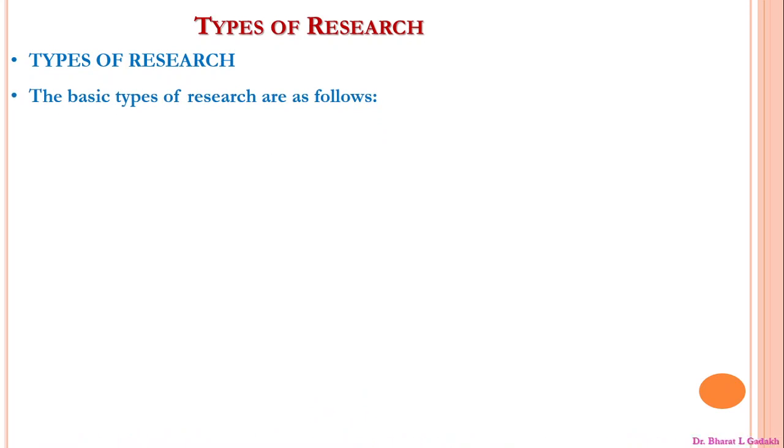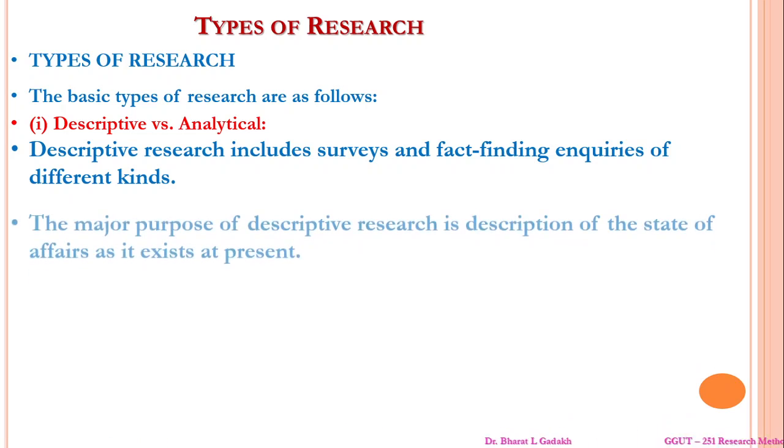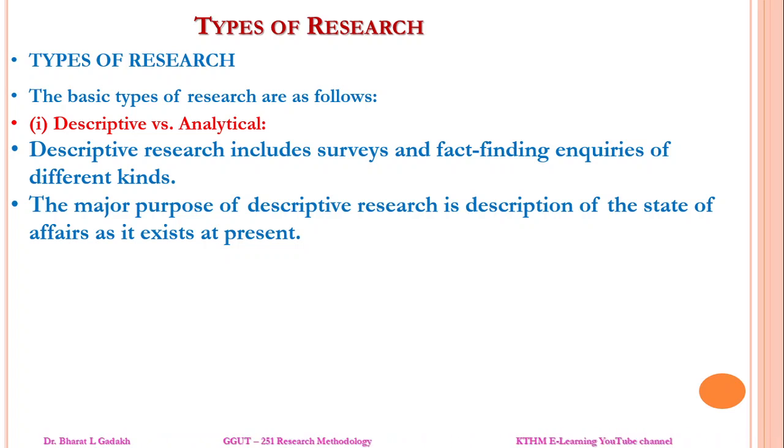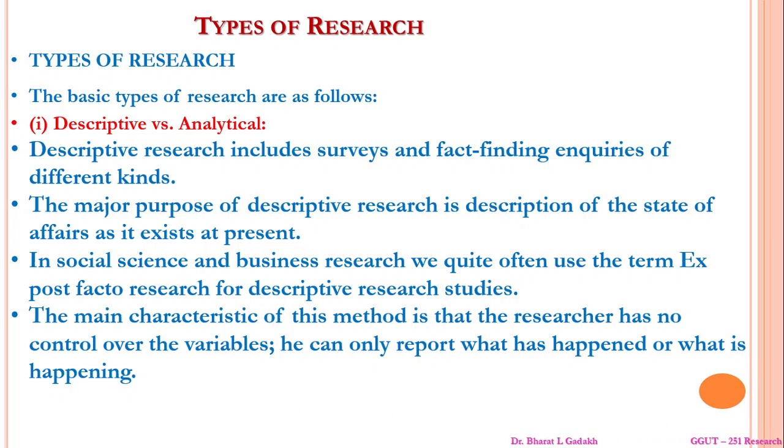The basic types of research are as follows: first, descriptive versus analytical. Descriptive research includes surveys, fact-finding, and inquiries of different kinds. The major purpose of descriptive research is the description of the state of affairs as it exists at present. In social science and business research, the term often used is descriptive research studies. The main characteristic of this method is that the researcher has no control over the variables. He can only report what has happened and what is happening.